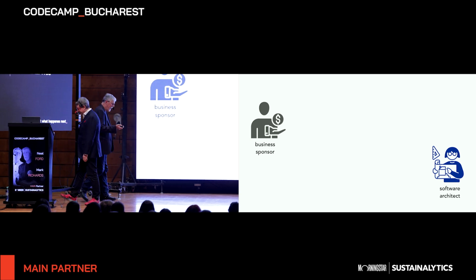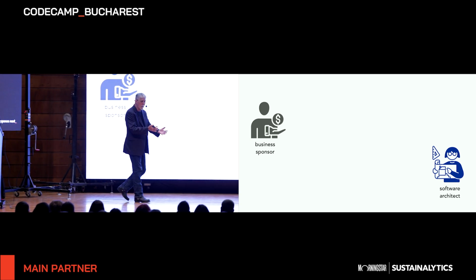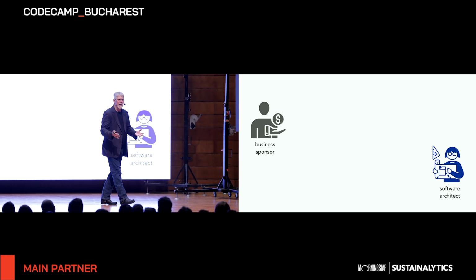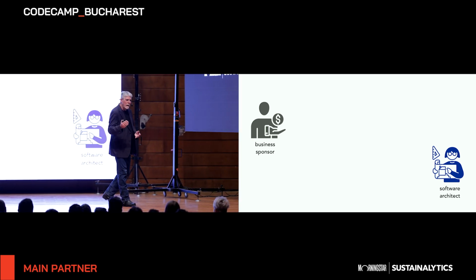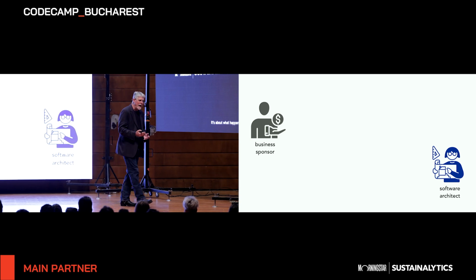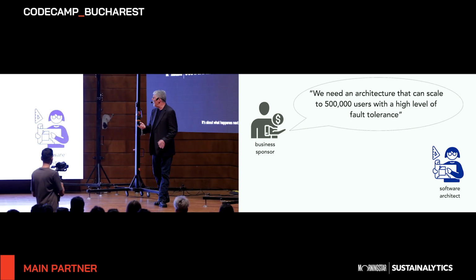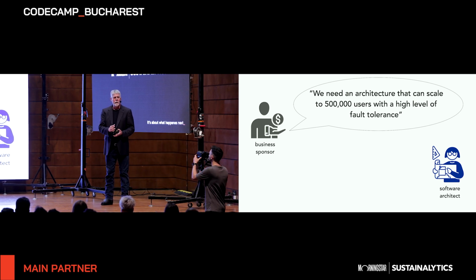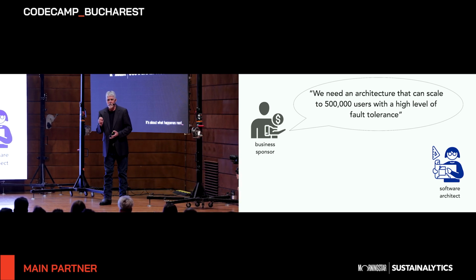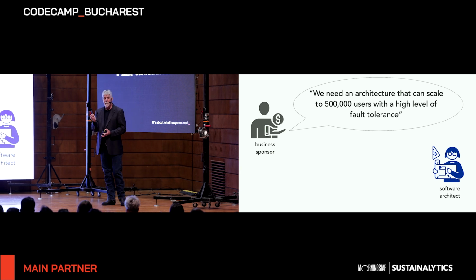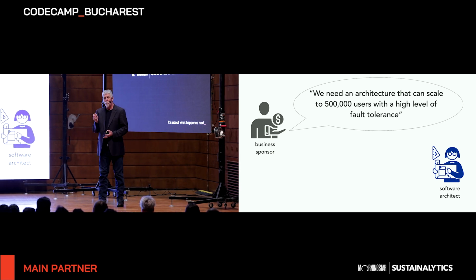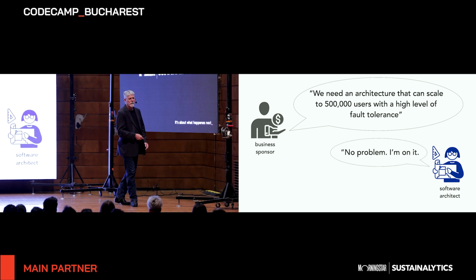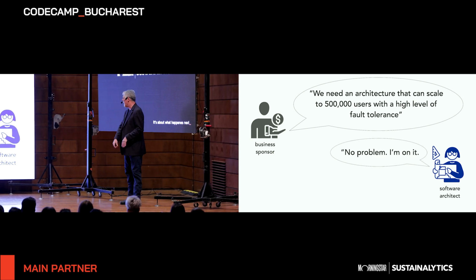So I showed you some source code. We have accidental complexity everywhere in the code we write. But we also have it in design and architecture. Let's suppose we have a business sponsor, our product partner, who says, we need a system that can support 500,000 concurrent users with a high level of fault tolerance. And of course, the software architect says, yeah, no problem, I'm on it.